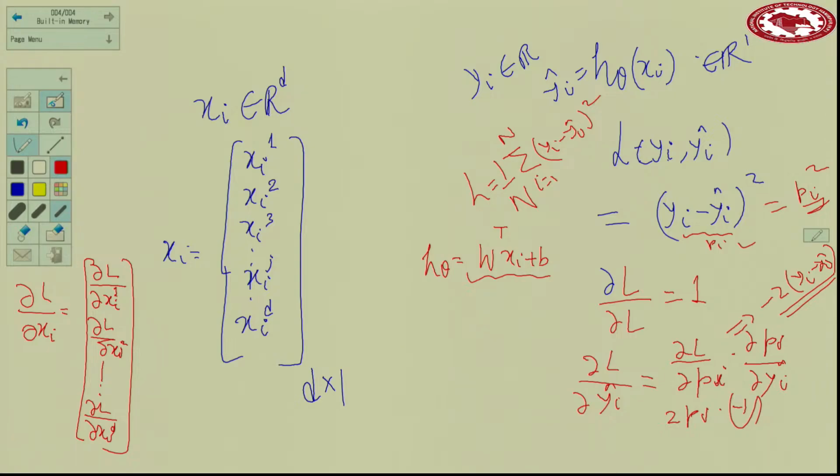Xi is a vector, so you will get L. You can say the loss function is a scalar, so your output will be of the same length, right, the vector length.